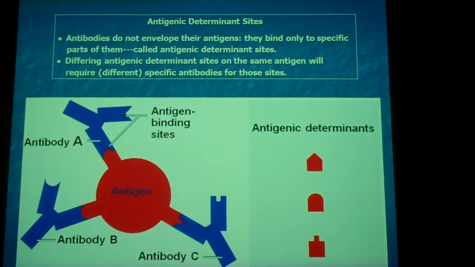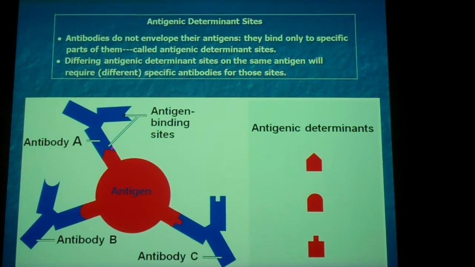This is just showing you, for example, an antigen with different antigenic determinant sites. So antibodies don't envelop their antigens, they don't phagocytize them. They bind only to specific parts of them, called antigenic determinant sites. So these are the binding sites of an antibody. Now, this antibody here is specific only for this antigen. Down here we need another antibody because it's a different site. All right, but that's what we have.